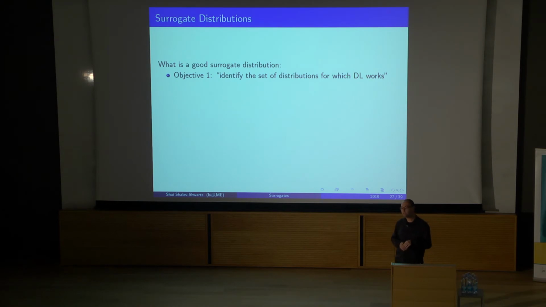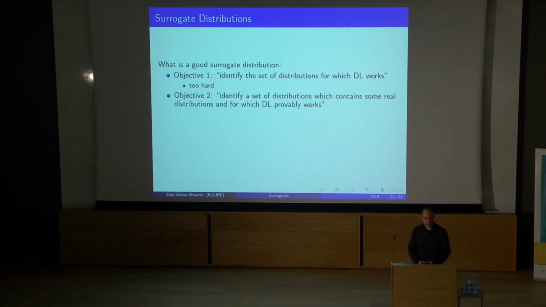So what is a good surrogate distribution? The ultimate objective is to identify the set of distributions for which deep learning works. Okay? This is the ultimate thing one can do. And there is just one problem with this ultimate objective. It's too hard. Nobody can even think about how to start tackling this problem. Okay, so let's be more modest and try to identify a set of distributions which contains some real distributions and for which deep learning provably works. This is still too hard. Nobody could even come close to it.